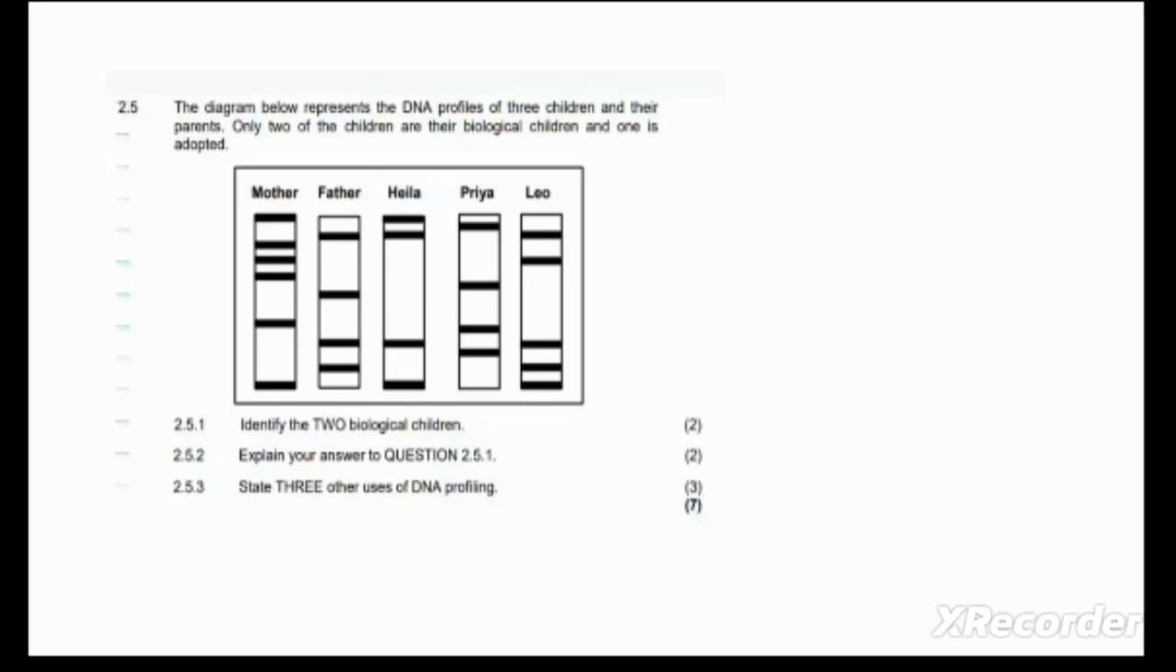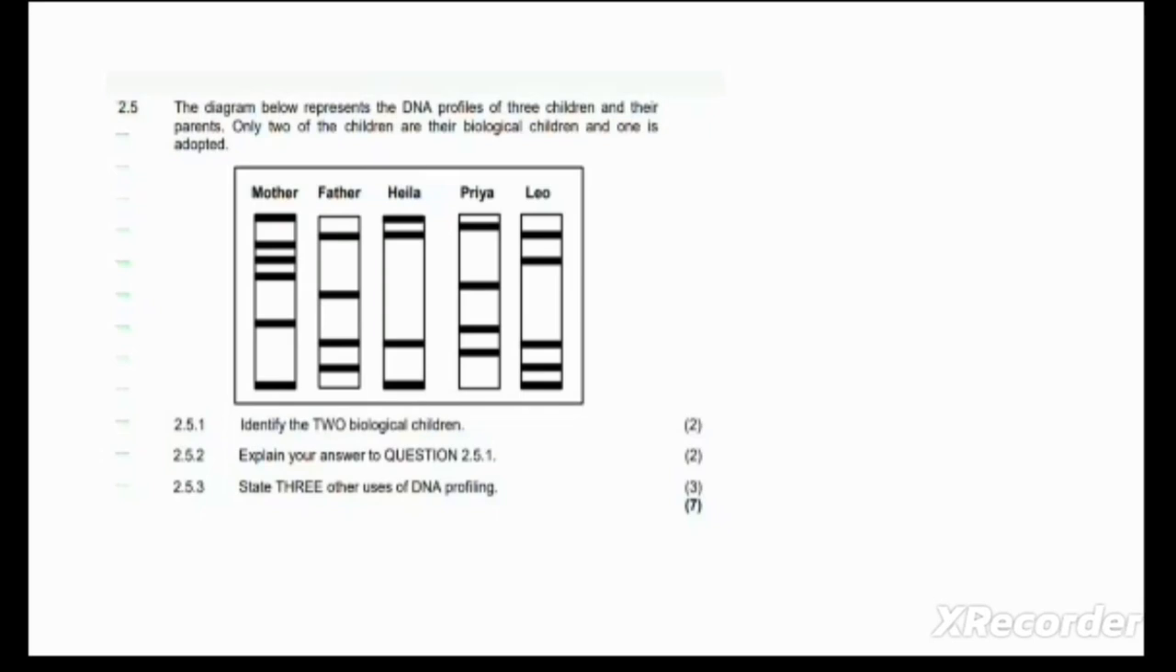So the first question says identify the 2 biological children. The answer is Hala and Leo, because all the DNA bands from Hala and Leo match with that of the mother and the father. That's what you're going to explain in 2.5.2.